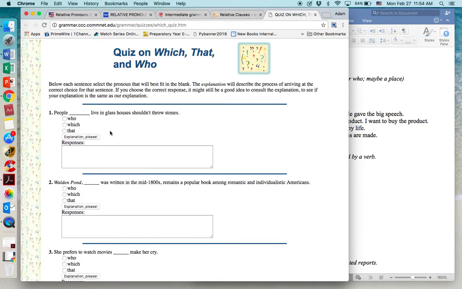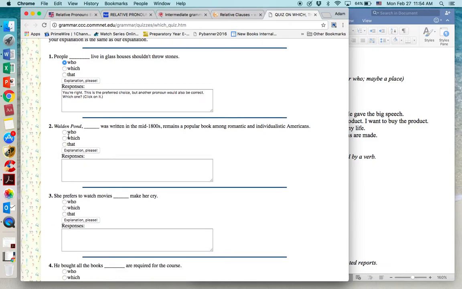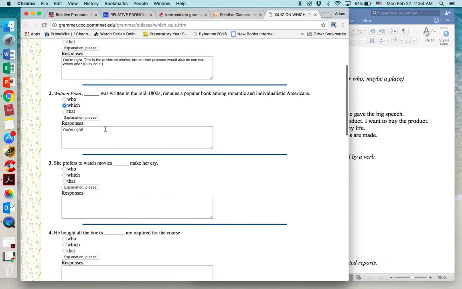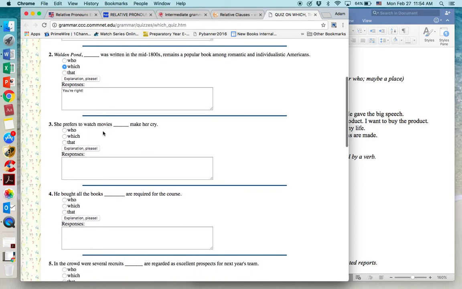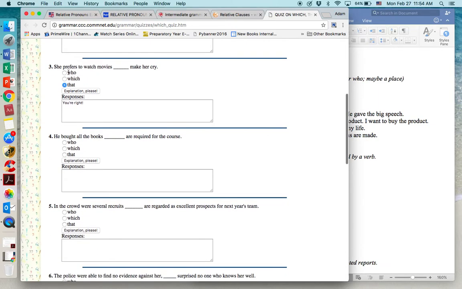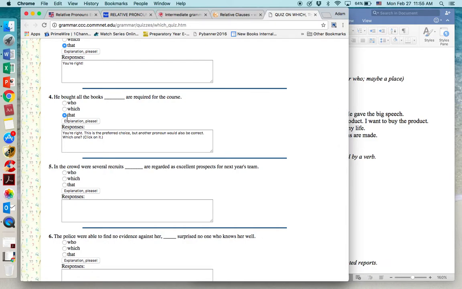Lastly, people who live in glass houses shouldn't throw stones. Walden Pond, which was written in the 1800s. We've got the double comma, so we have to use which. She prefers to watch movies that make her cry, which is also acceptable. He bought all the books blank are required for the course. He bought all the books that are required for the course, which is also correct.